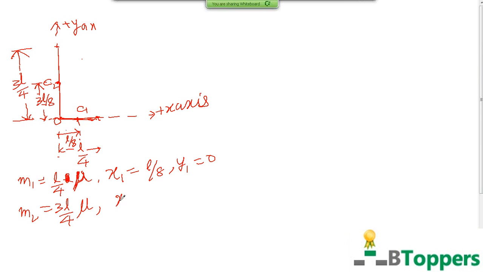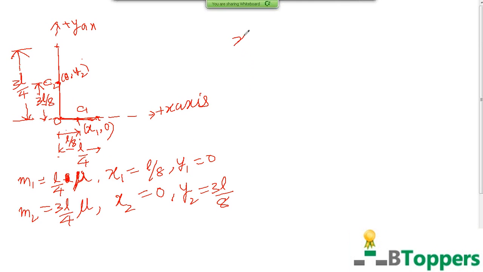So the x coordinate of the center of mass of the second part is 0. The y coordinate is 3L by 8 because it lies on the y axis. So for the first part, the y coordinate is 0, and the x coordinate is x1. For the second part, the x coordinate is 0 and the y coordinate is y2.